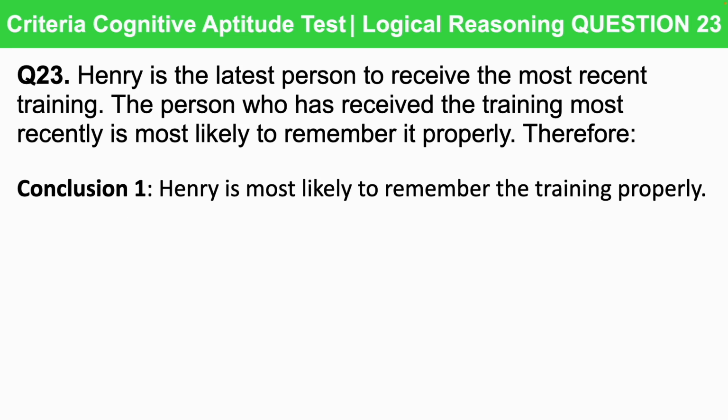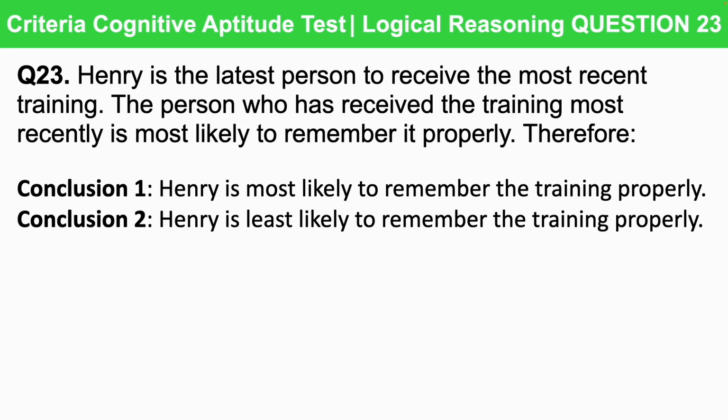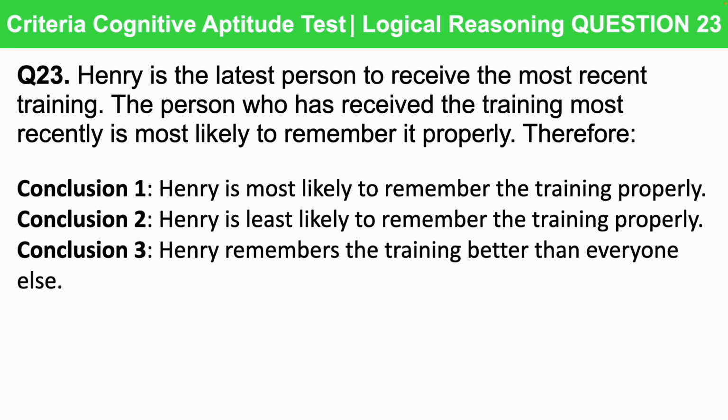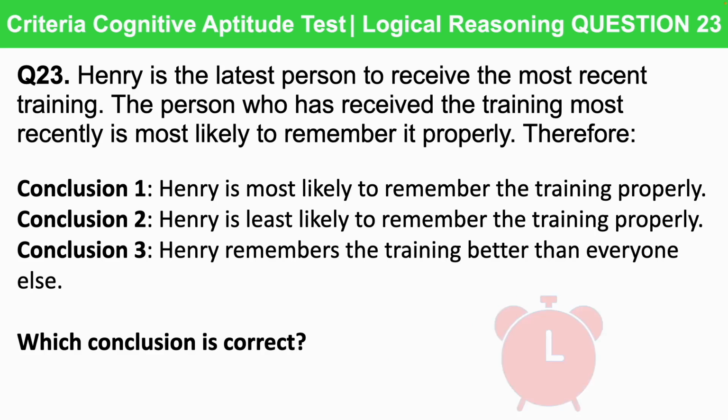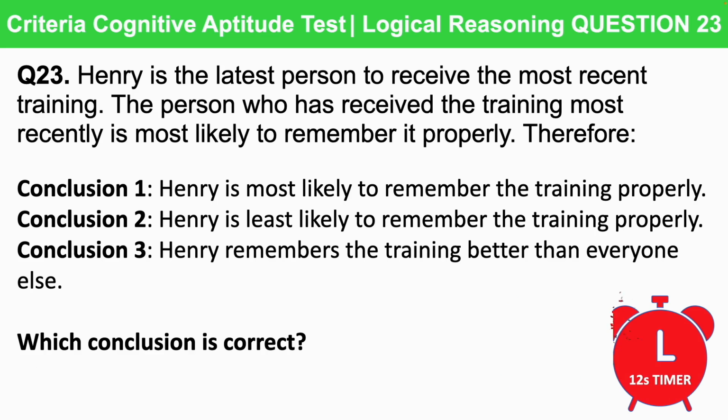Therefore, conclusion 1, Henry is the most likely to remember the training properly. Conclusion 2, Henry is least likely to remember the training properly. Or conclusion 3, Henry remembers the training better than everyone else. Which conclusion is correct? 12 seconds starting now.